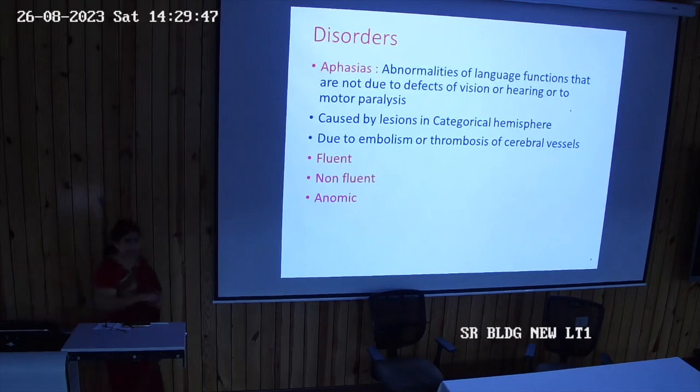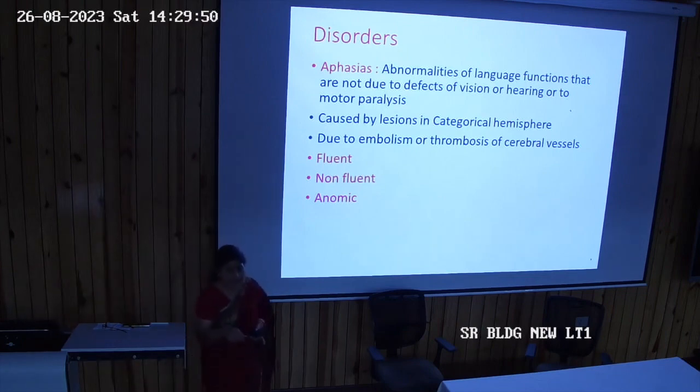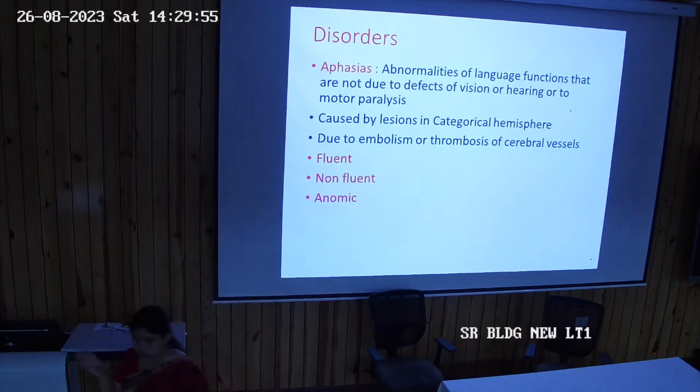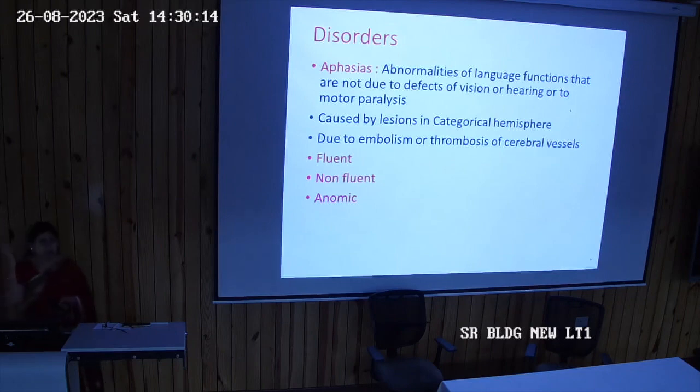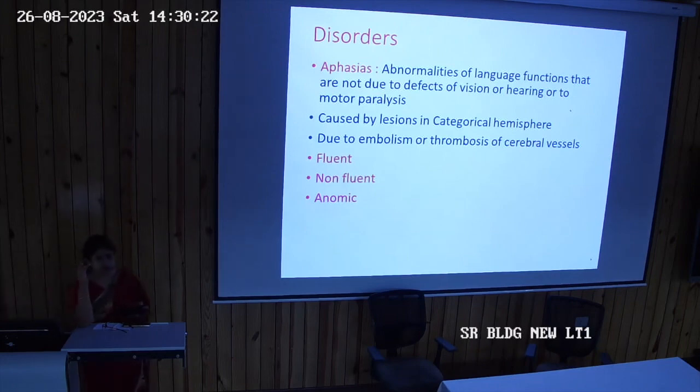The deafness may be conductive deafness or the sensorineural deafness. That is something different. But aphasia is when the auditory and visual pathways are intact, but still the person is not able to speak or write. So that is known as aphasia or dysphasia, difficulty in speech. That may be verbal or that may be written. The cause may be a defect or lesion in the categorical hemisphere, that is the dominant hemisphere. And the classification of their symptoms or their features.